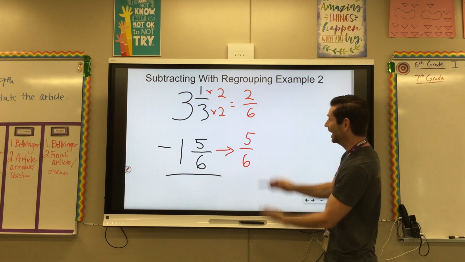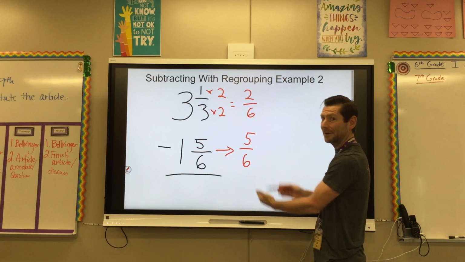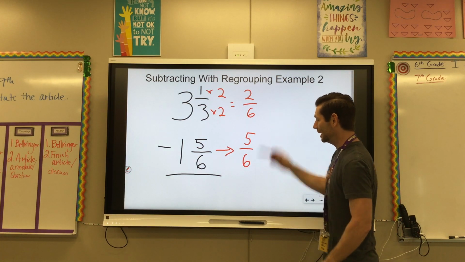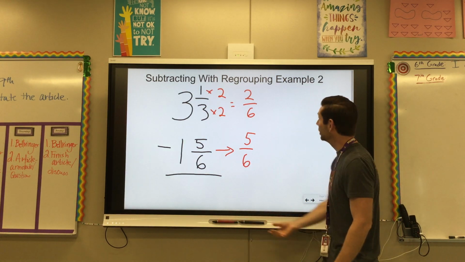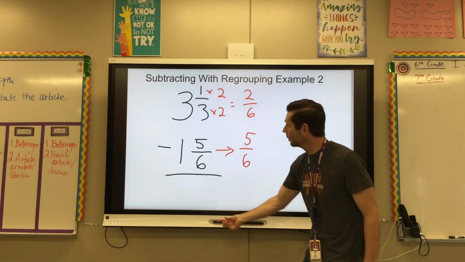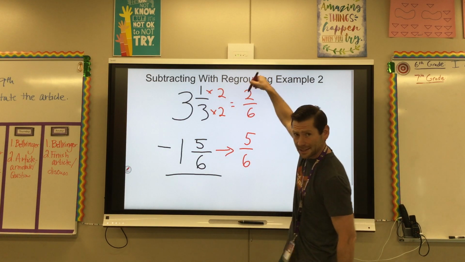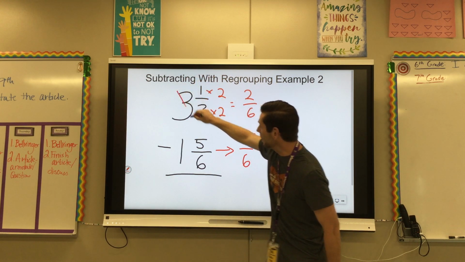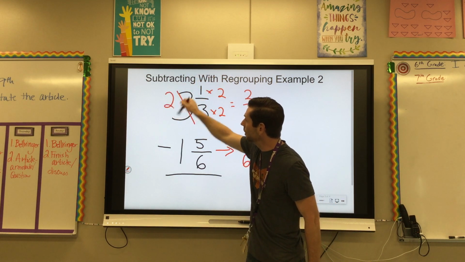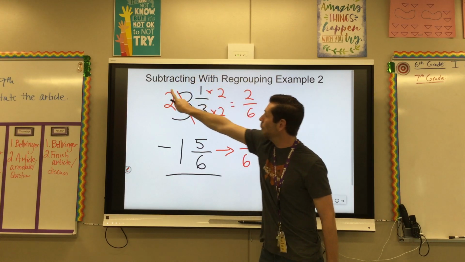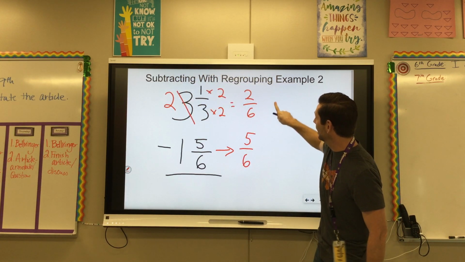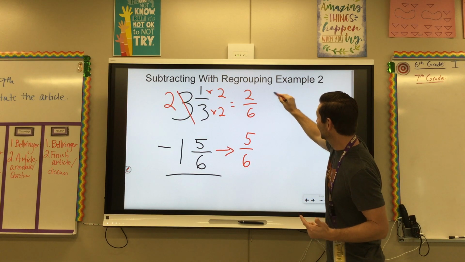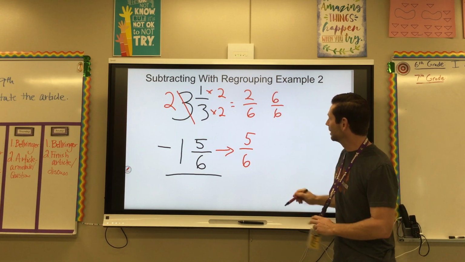I go, darn it, I can't. I only have 2 of them. I can't take away 5 without going negative. So 2 minus 5 is going to go negative. So what I end up having to do is I'm going to have to borrow or regroup. So I need some 6ths. I'm going to get them from here again. There's 3 now. I'm going to cross that out. I'm going to make that a 2. And that group that I'm borrowing is cruising over here. That is now a full group of 6 6ths.